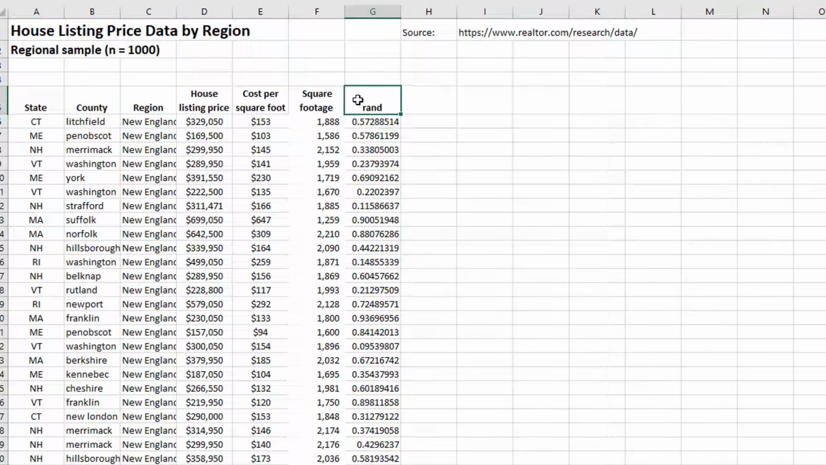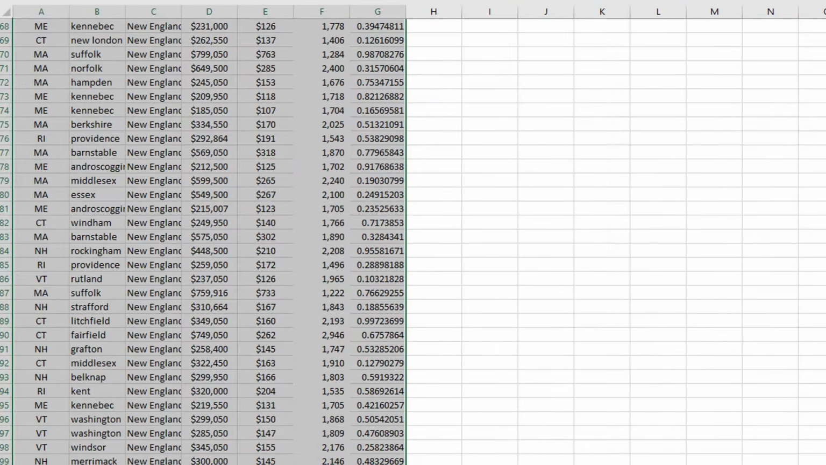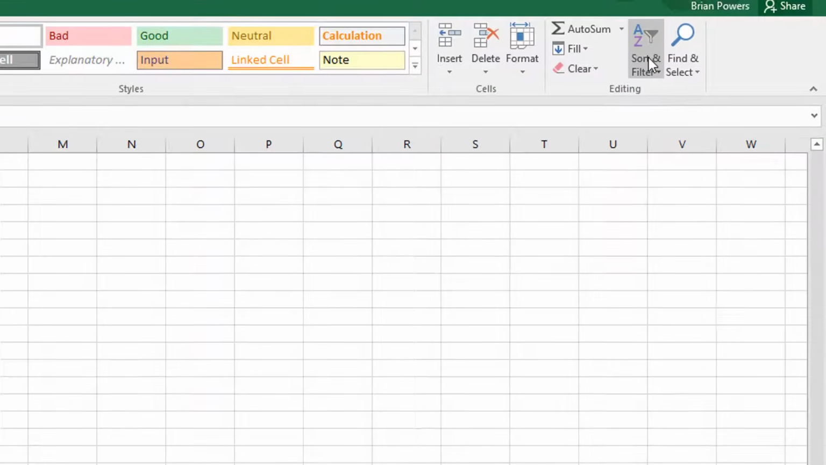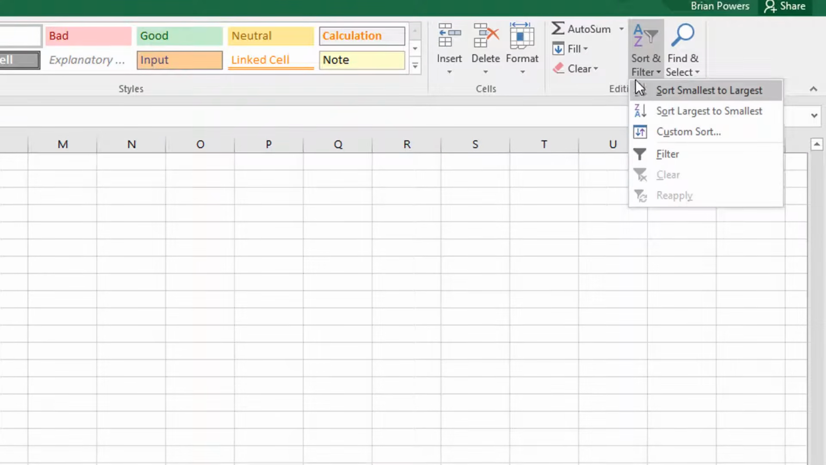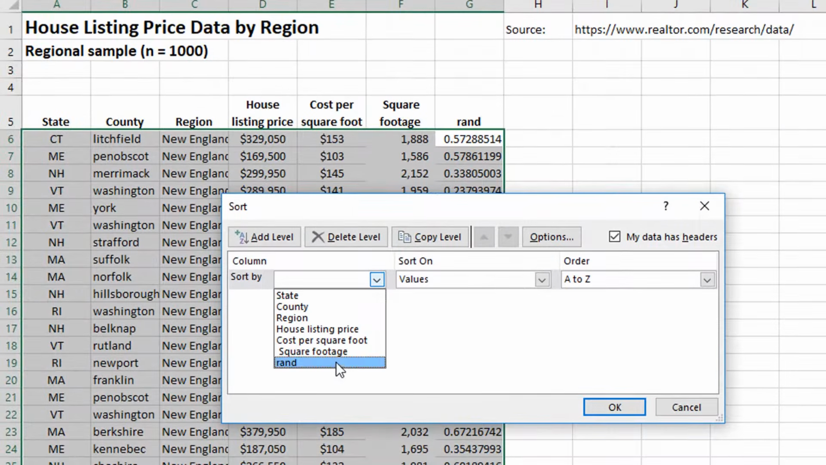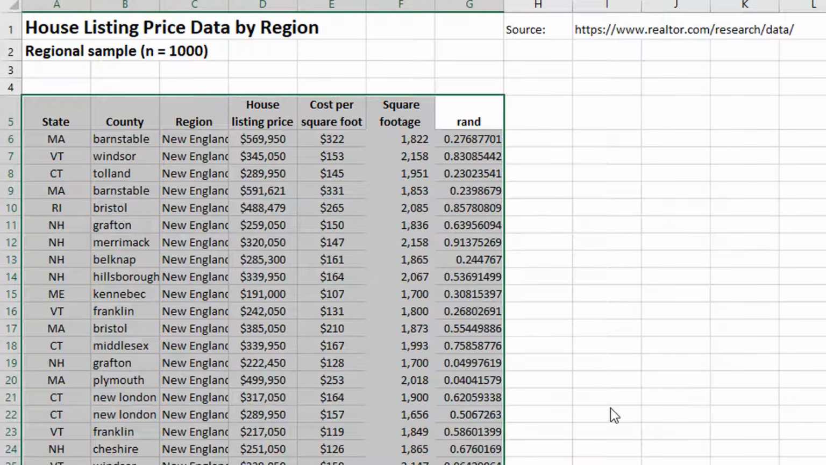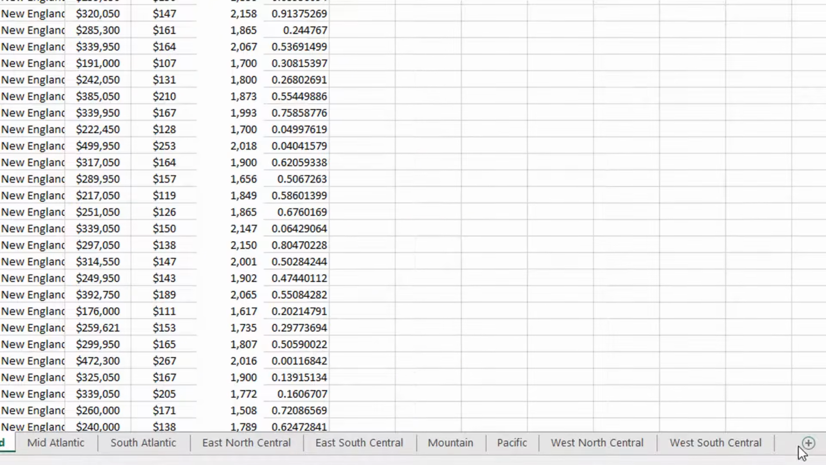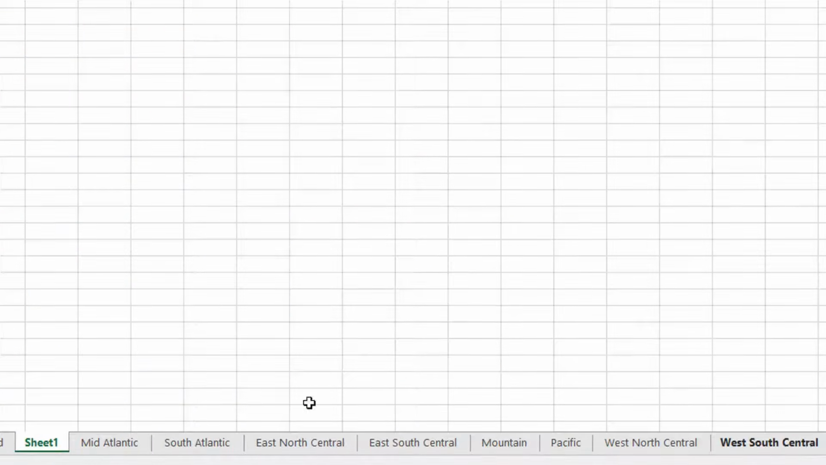What I'm going to do here is select all of this big block, and go up to sort and filter. I'm going to do a custom sort. I want to sort by the random number. And then I'm going to create a new tab, and I'm going to call it my sample.